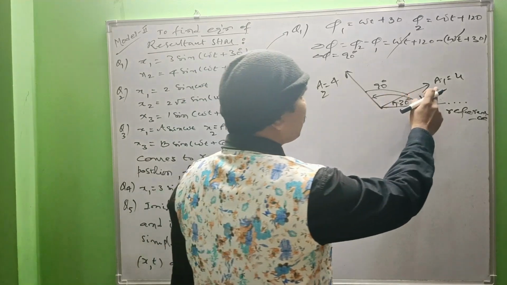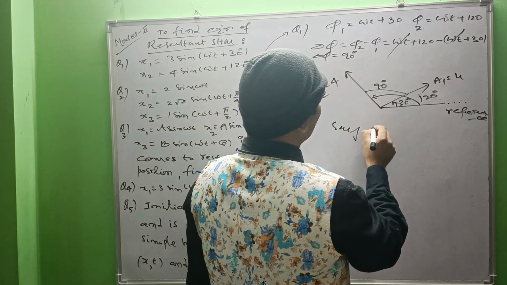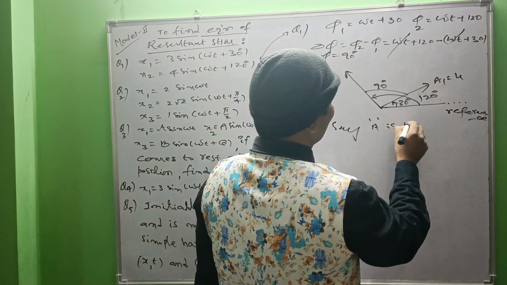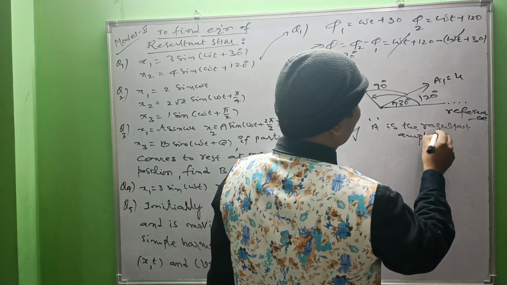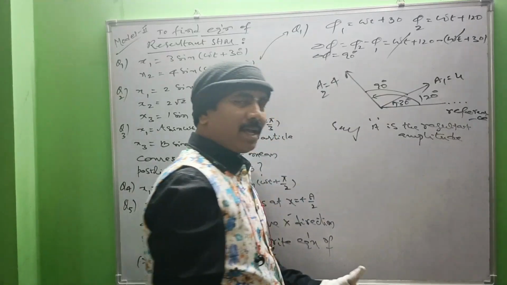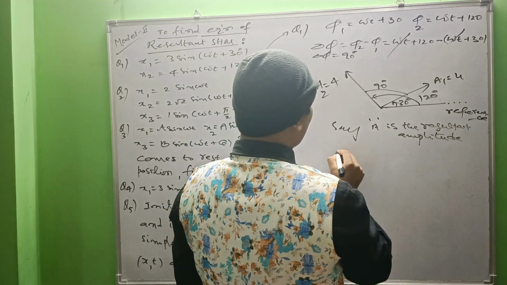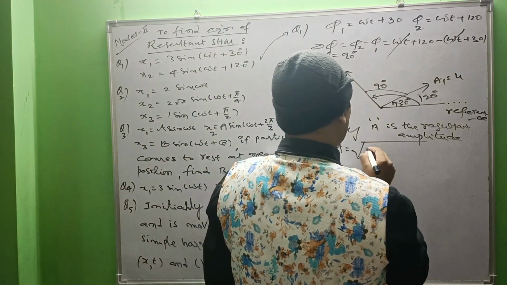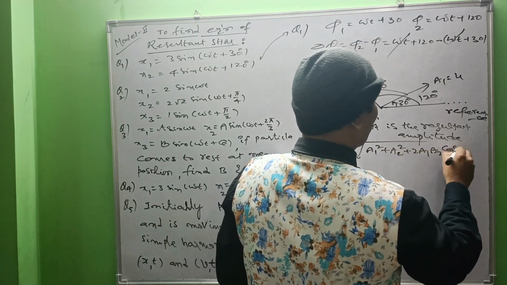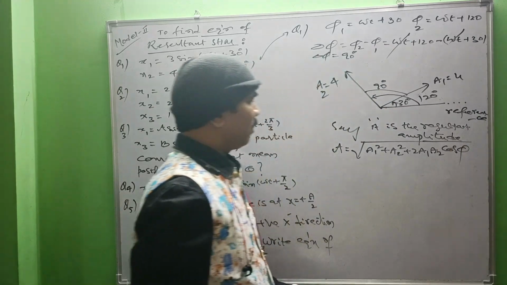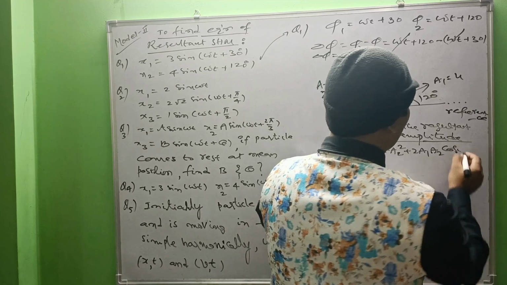These two are inclined at an angle of 90 degrees. Therefore, say A is the resultant amplitude. As far as the parallelogram law of addition is concerned, the resultant A is given by A equal to root over A1 square plus A2 square plus 2 A1 A2 cos theta, where theta is the angle between them.